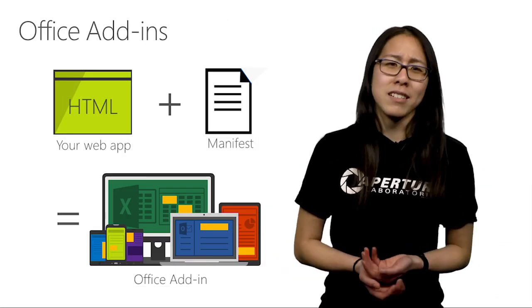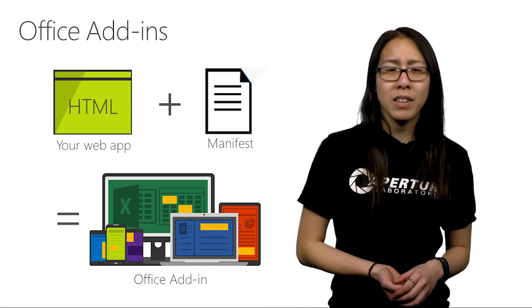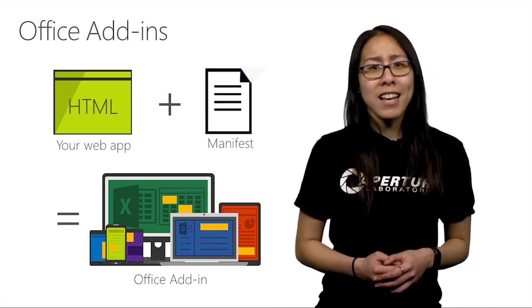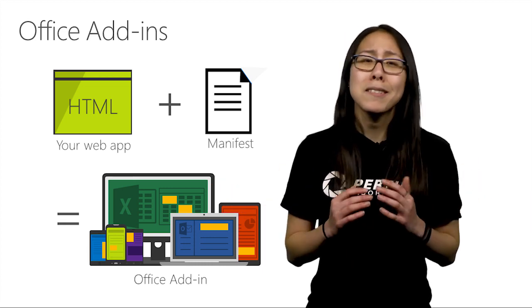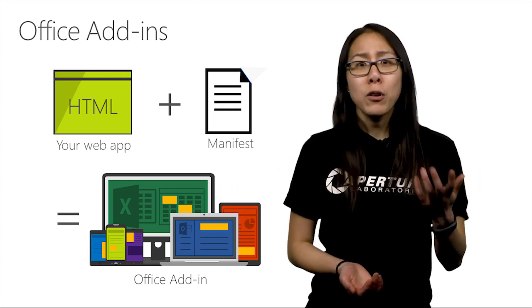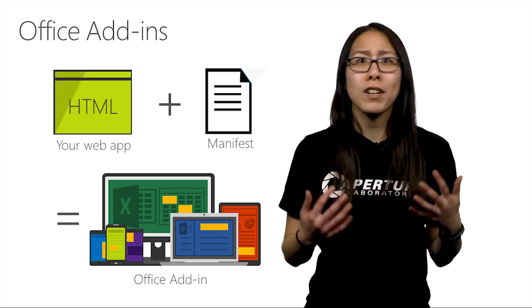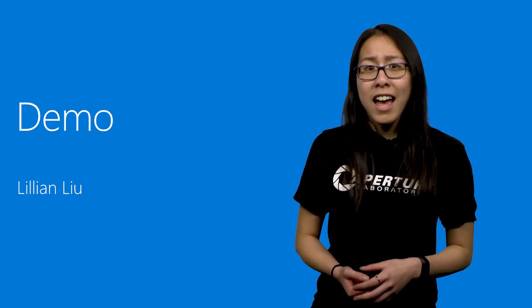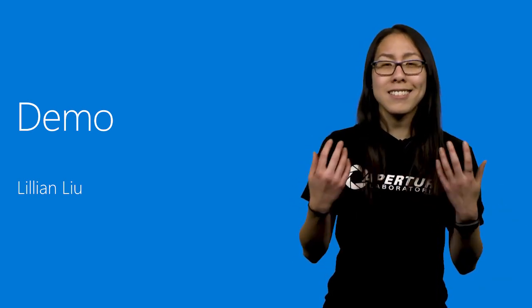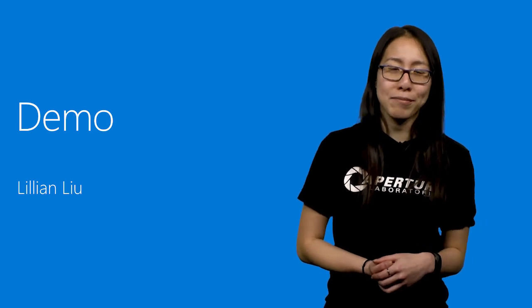So how do you build one of these things? What is an Office add-in? At its core, an Office add-in consists of a web app and a manifest. The manifest is a simple XML file that describes how your add-in integrates with Office, for example, any extension hooks you're adding. Let me show you what I mean with a quick demo. I'll be taking an existing web application and quickly using it as a foundation for my Office add-in. I'll also show you how quick and easy it is to start adding API hooks to your solution.